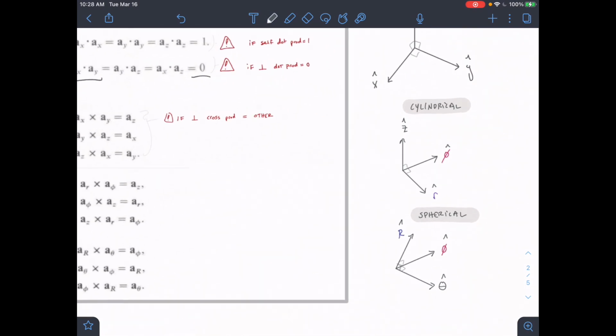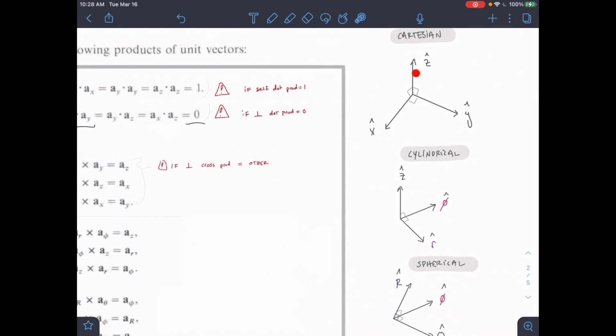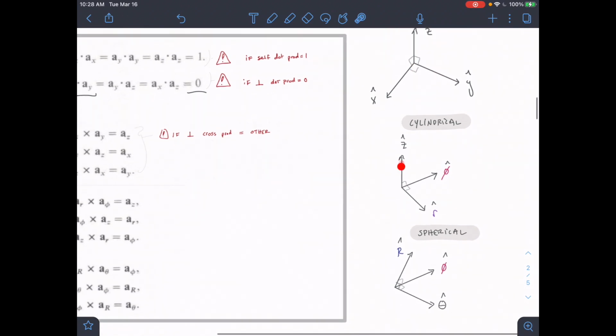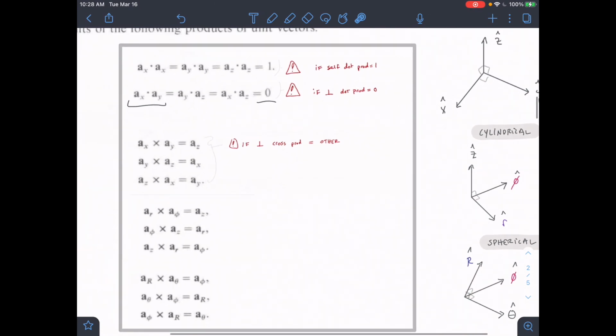On the side here, we can look at which vectors are perpendicular in their respective coordinate systems. These are all perpendicular because they're directional in their coordinate systems. The same rules apply to all of the perpendicular vectors in all of the coordinate systems. If we dot perpendicular vectors, we're going to get a 0. Okay, so let's see that.